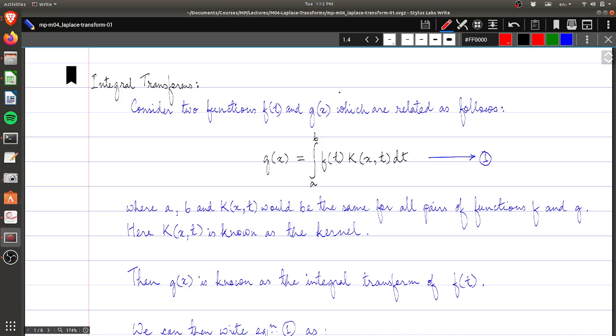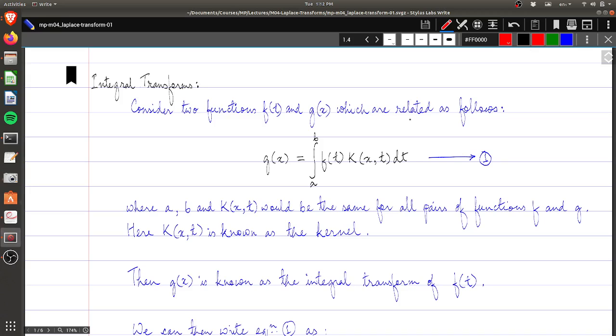And then we have two functions. One is a function of the variable t and the other is a function of the variable x. These two functions, f and g, are related to each other. How are they related? They are related through an integral equation. You can see here this is an integral equation, equation number 1.